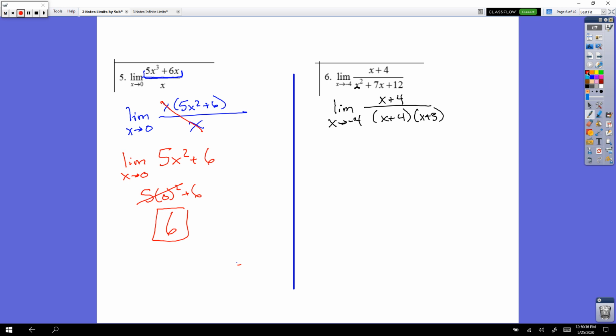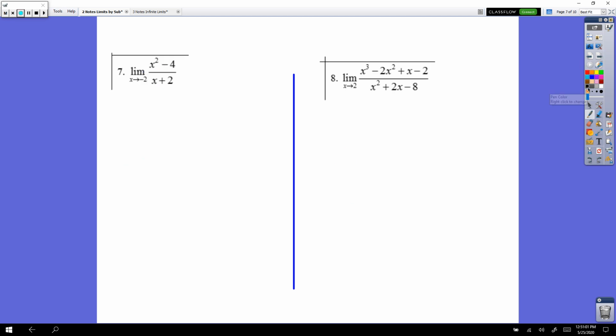Now I see I have x plus 4 on top and bottom. That'll cancel out. So we have the limit as x approaches negative 4, 1 over x plus 3. Now I can substitute in. So that would give me negative 1 on the bottom. So I'd have 1 over negative 1, which is just negative 1. Okay.